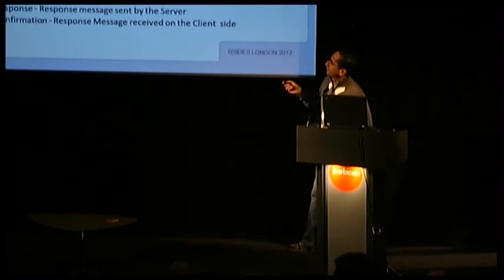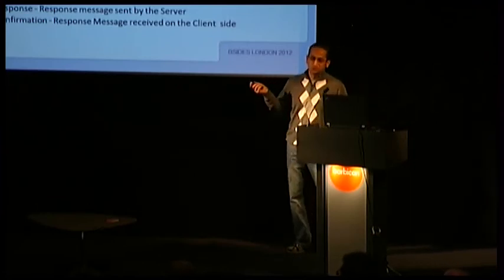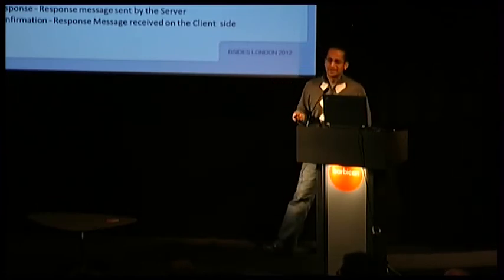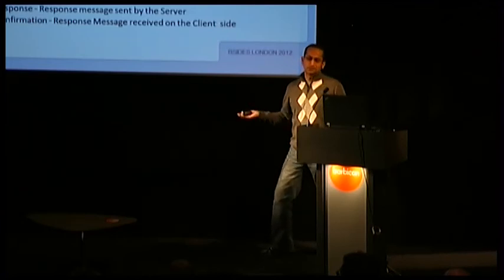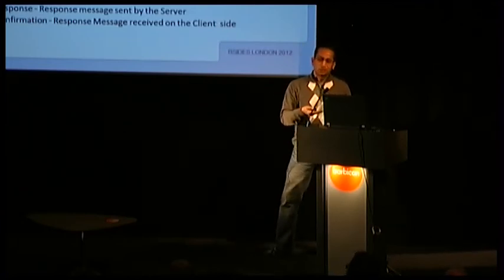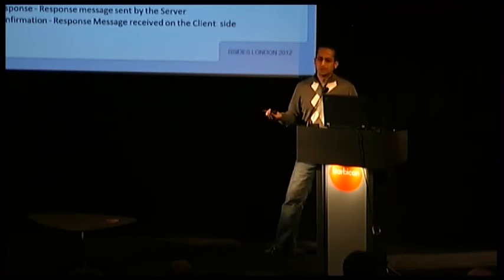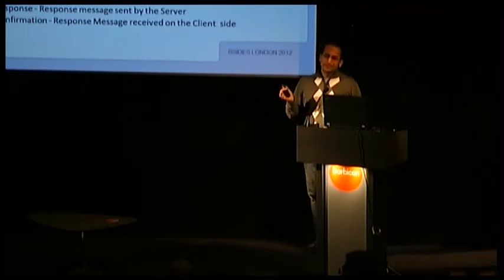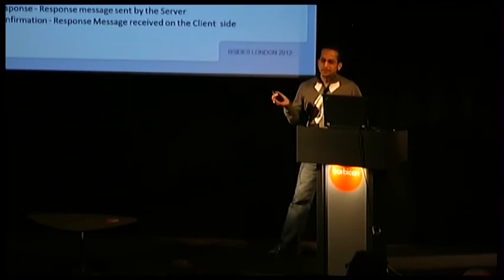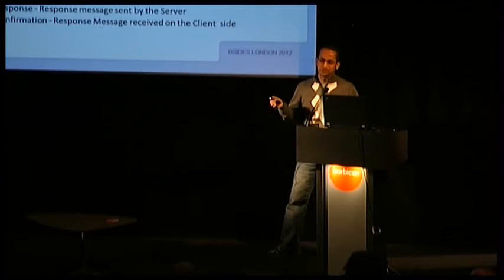The client sends a request to the server, which, when the server receives it, is called an indication. The server responds to the request, and what you get back is called the confirmation. So very simple client-server protocol, except in the case of Modbus, the client is called the master, and the slave is called the server.